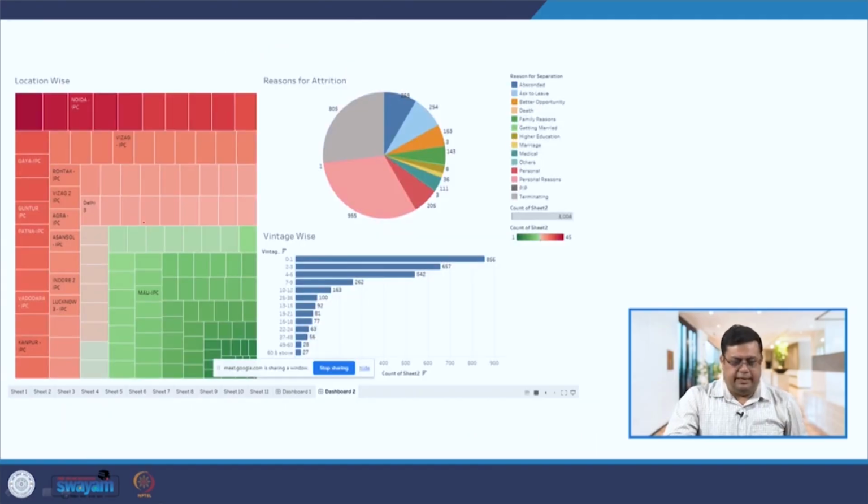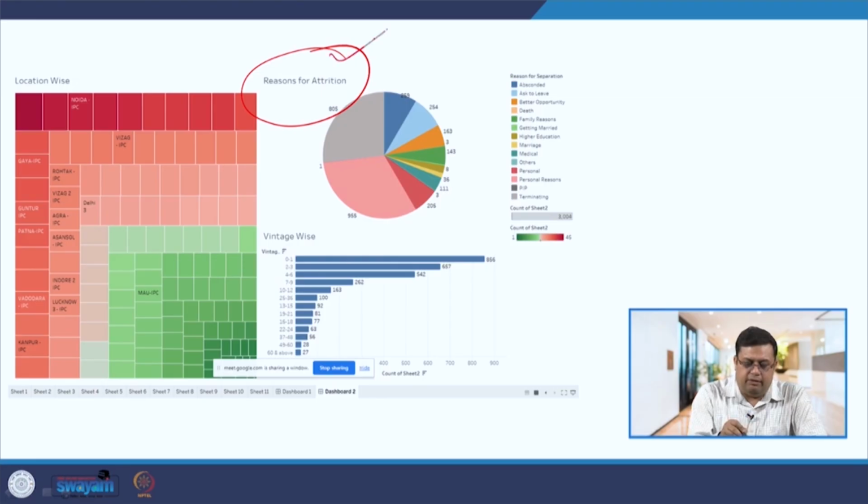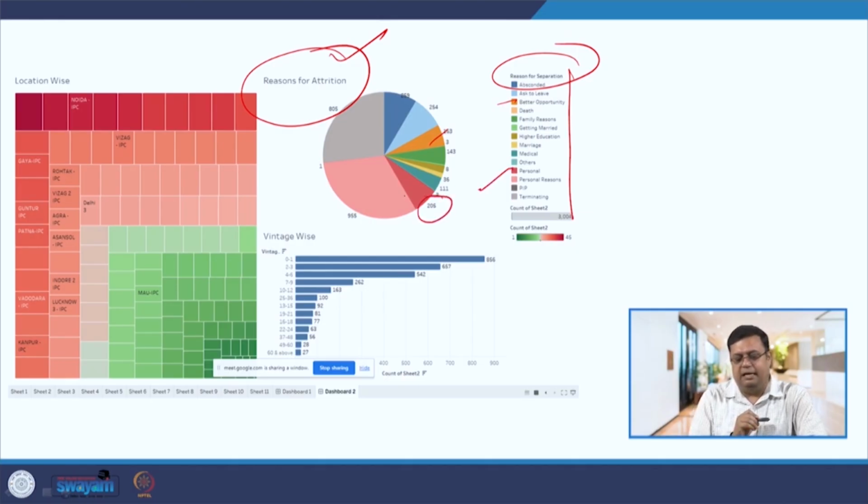Next, again through Tableau you can see here the same attrition analysis. So how many people left and the reason for the attrition, why they have left. So here you can see the reason for separation. All the reasons are presented, and you can match the color and understand how many people have left. For example, for personal reasons, you can say 205 people have left, right? Similarly, absconded, that number you can say is 259, right? So that is what you can see here, why people have left the organization.